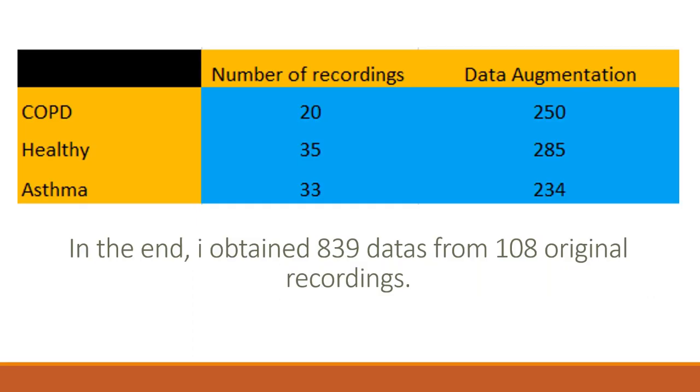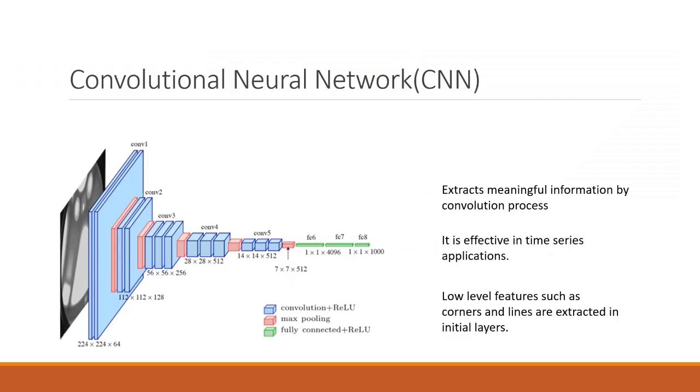At the beginning, I had 20 COPD, 35 healthy and 33 asthma recordings. After the data augmentation, I had 839 data from these original samples. Convolutional neural network extracts meaningful information by the convolution process. It is highly effective in image processing and object recognition, but it is also effective in time series applications.